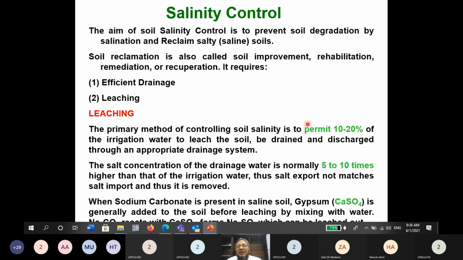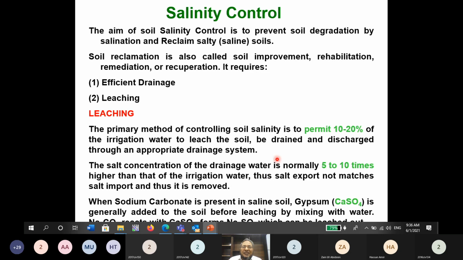कैसे? By passing or by permitting 10 to 20% of irrigation water to leach the soil. वो पानी हम pass करेंगे soil से and it will move through the tile drainage and it will be disposed of from that land and be drained and discharged through an appropriate drainage system. तो वो extra पानी जो है हम 10 to 20% of the irrigation water वो चलाएंगे, this is called as leaching.